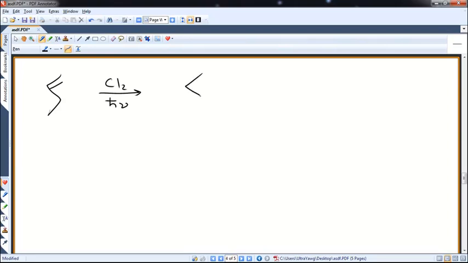Hopefully you drew this as the major, and if I asked you to draw the minor, what would you draw? Hopefully you drew that. What should be the logic that you're using to decide this? So you say, okay, I'm starting out with 1, 2, 3, 4. It's called 1-butene, but we'll worry about the nomenclature later.